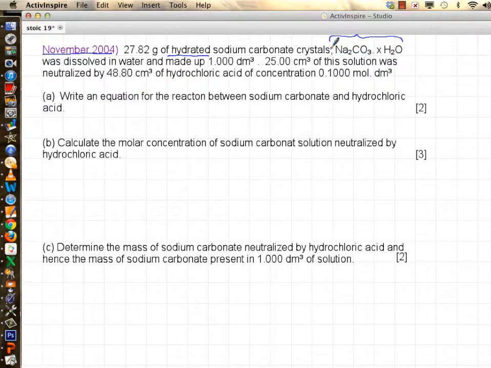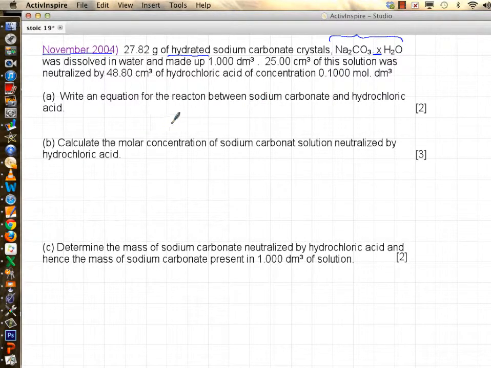So for every 1 mole Na2CO3, you have X moles of H2O. Usually in a typical question like this, you have to find the value of X. So 27.82 grams of this was dissolved in 1 decimeter cube of water or solution. And from that batch, 25 centimeter cube was used to neutralize hydrochloric acid of this volume and this given concentration.